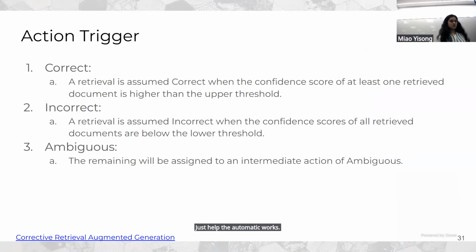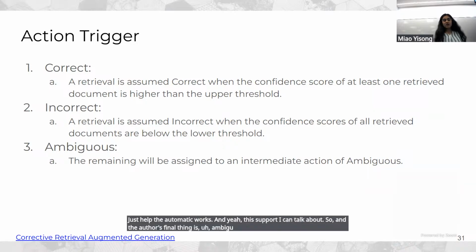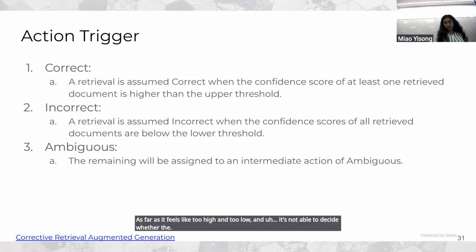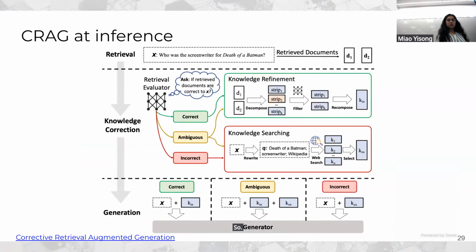And this is what I talked about. The final case is ambiguous. This is when the score is between too high and too low, and it's not able to decide whether this information is important. In that case, it would do both: a web search as well as considering those documents.